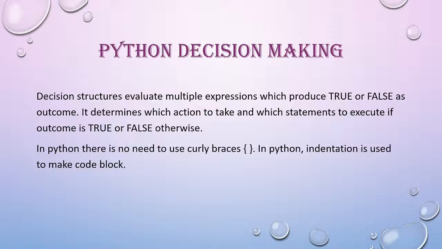So, firstly we will discuss Python decision making. Decision structure evaluates multiple expressions which produce true or false as outcome. It determines which action to take and which statement to execute if the outcome is true or false otherwise. Means in decision making the binary result is returned, that is either true or false, 1 or 0. Means if the expression is true, it will return that statement, and if the expression is false, then it will return the other statement.